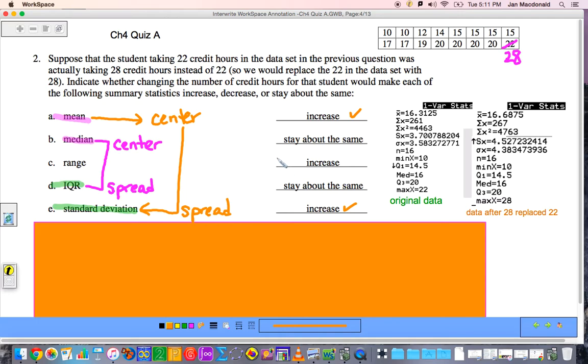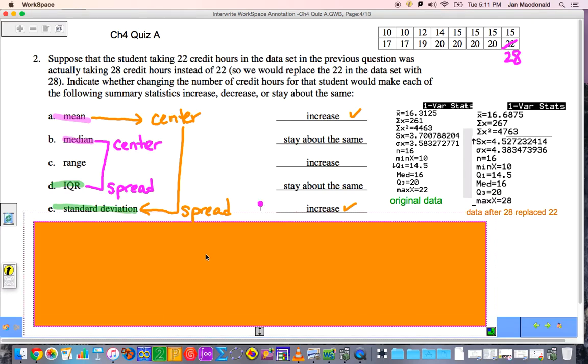So it's no surprise to us if the mean increases, the standard deviation increases. Why did the range increase? Well, we increased the largest data value, making the range of values larger. So again, if we get an increase in the mean, we expect an increase in the standard deviation. That's the variability about the mean. If we get a decrease in the mean, we expect a decrease in the standard deviation. And the median and the interquartile range normally stay about the same. They're not completely unaffected, but they're not really affected by the addition of this 28.